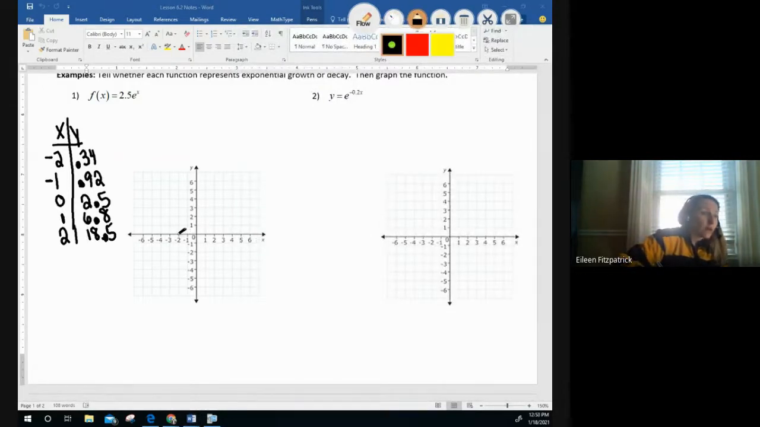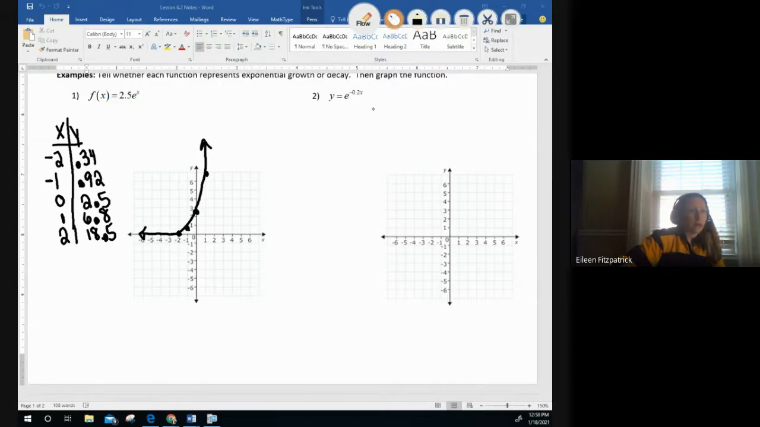So -2, and this is right above the x-axis. -1, and this is right below 1. 0, 2.5, and then 1, 6.8. And then I'm not going to graph the 2, 18.5. But you can see that you have an exponential growth function. All right, let's graph the next one, number 2.